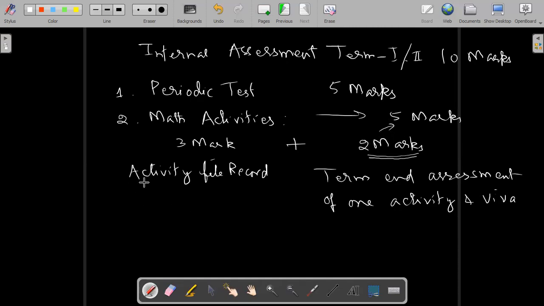So that's why I'm telling you about the activity file. If you are not getting an activity file, you can find one file, one side plain and one side lined.